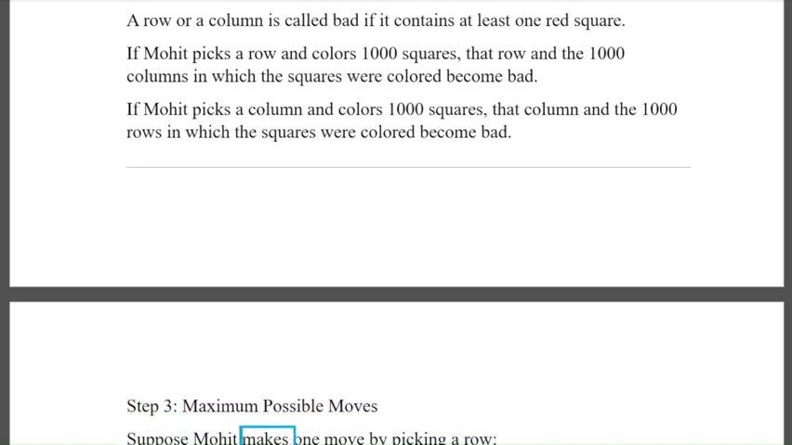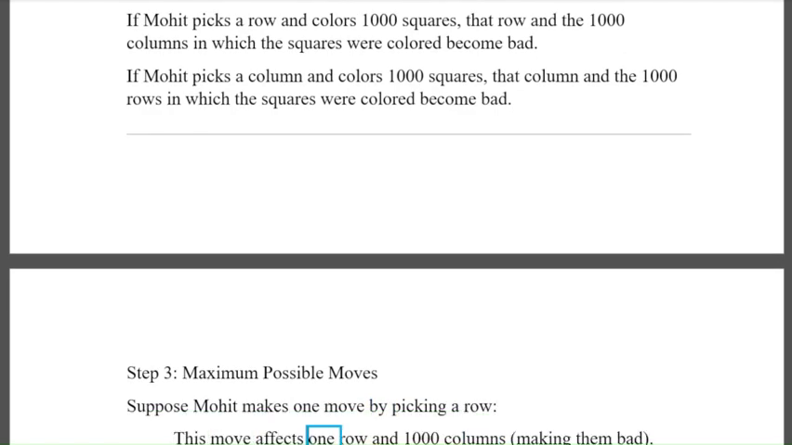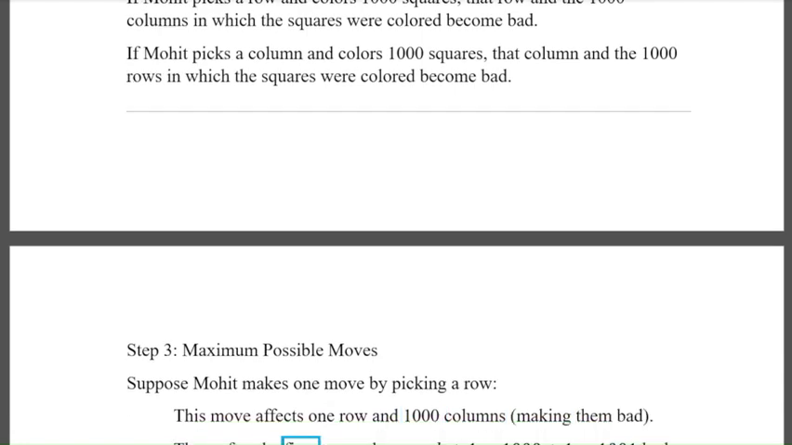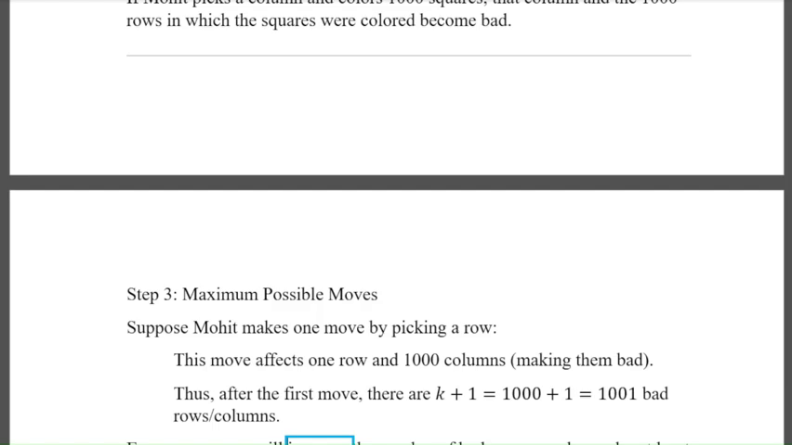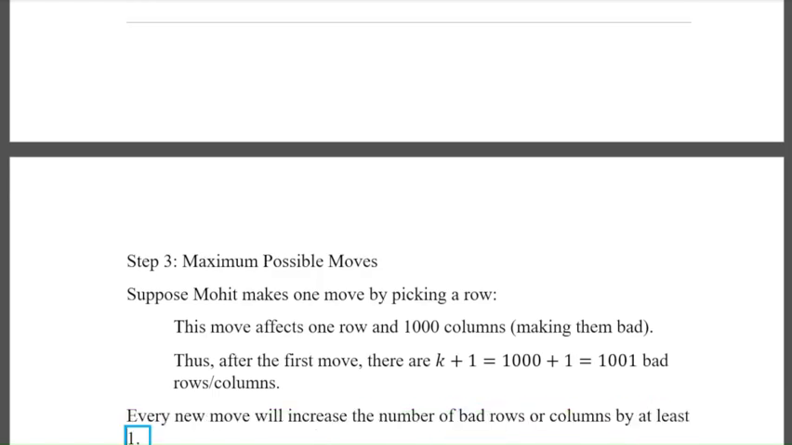Step 3. Maximum possible moves. Suppose Mohit makes one move by picking a row. This move affects one row and 1000 columns, making them bad. Thus, after the first move, there are 1 + 1000 = 1001 bad rows and columns. Every new move will increase the number of bad rows or columns by at least 1.